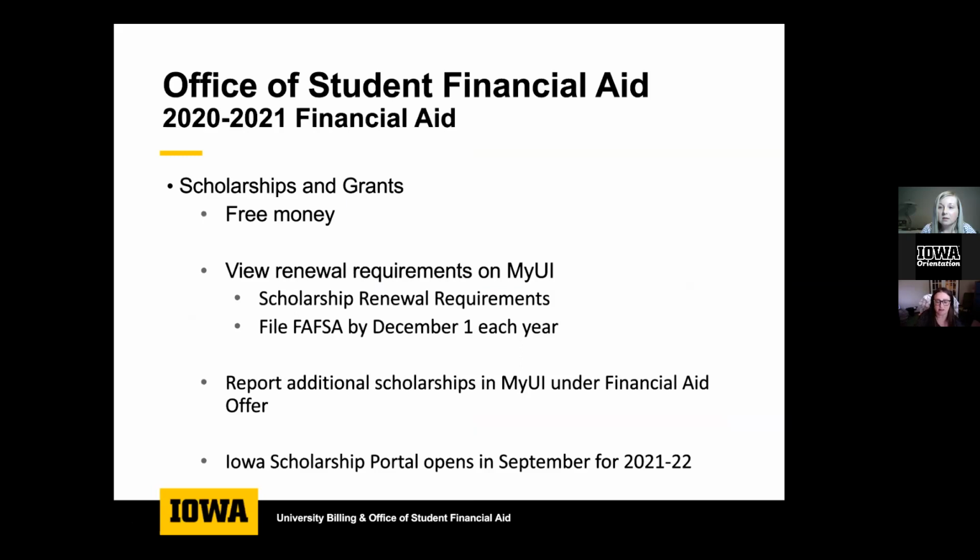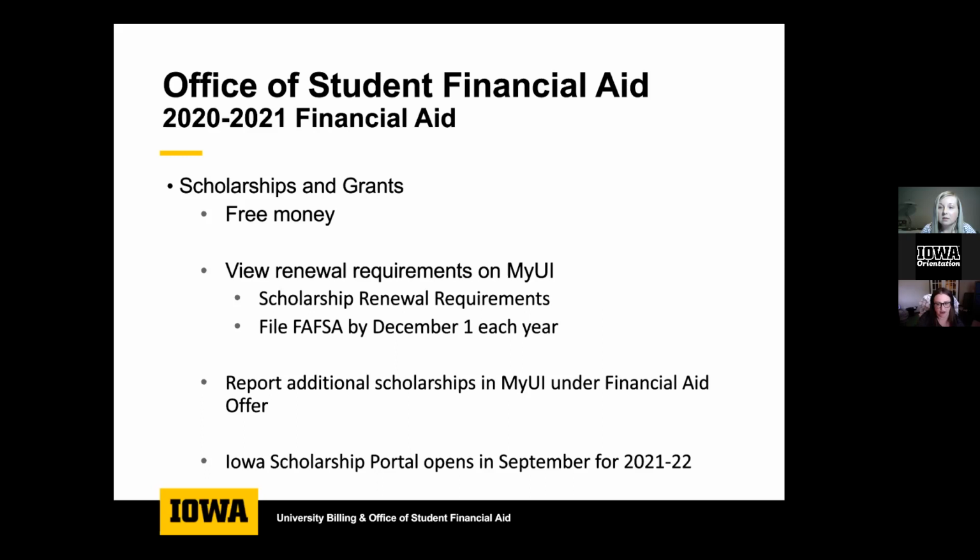It's important to be aware that scholarships awarded through the university do have renewal criteria that will need to be met for scholarships to be renewed each year. You can view scholarship renewal requirements on MyUI. If you receive a scholarship from an academic department or any outside scholarship, for example, one from your hometown, it is important to check with them directly to determine if the scholarship is renewable, and if so, what the renewal criteria is.